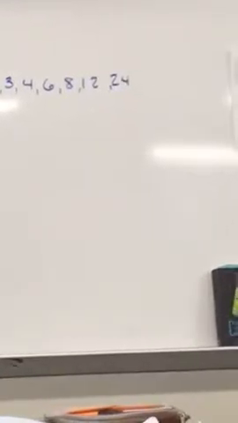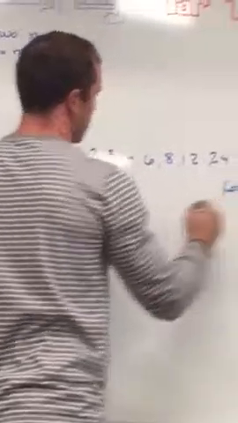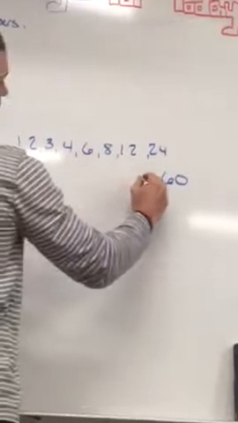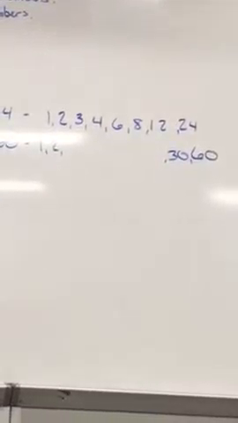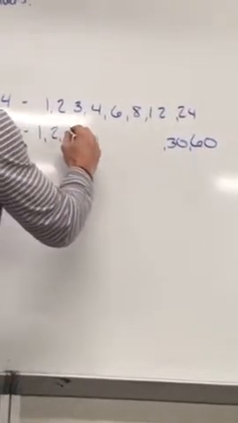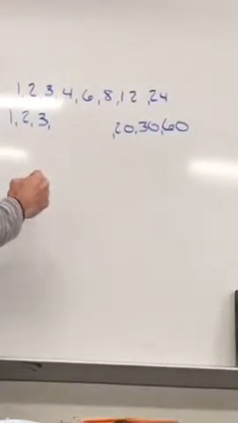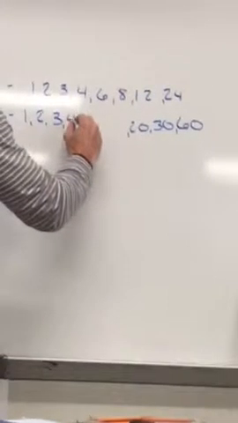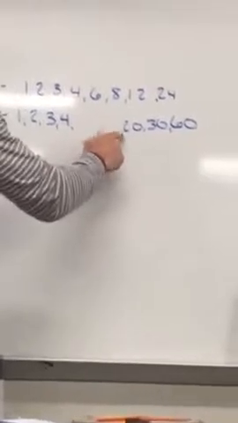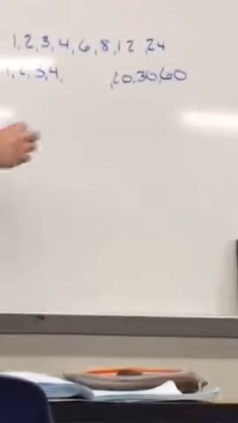Okay, as you can see, I'm trying to persuade you to use a strategy that I'm going to show you here in a second. All right, let's go 60. 1 times 60. 2 times 30. Let's go 3. Does 3 go in? Yeah, 3 times 20. Does 4 work? Yes, it does. 4 times 15.